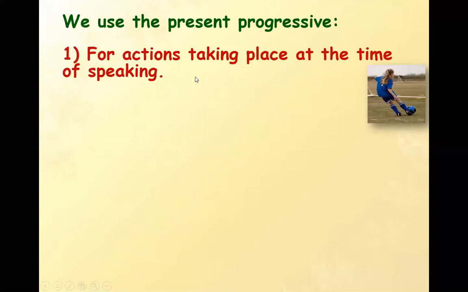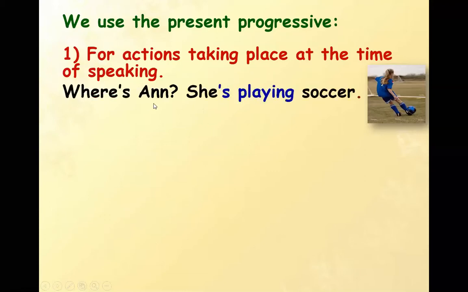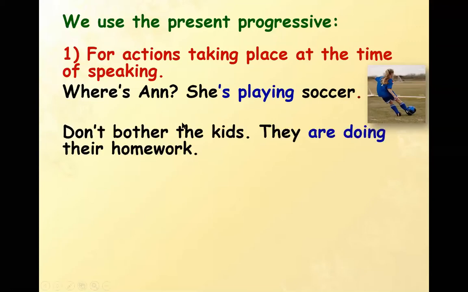Number one, for actions taking place at the time of speaking. Like this example: where is Anne? She is playing soccer. This action is being done at the time of speaking. Like when we say we are studying English now, it's an action that happens at the time of speaking. Don't bother the kids, they are doing their homework. It's also an action that happens at the time of speaking.